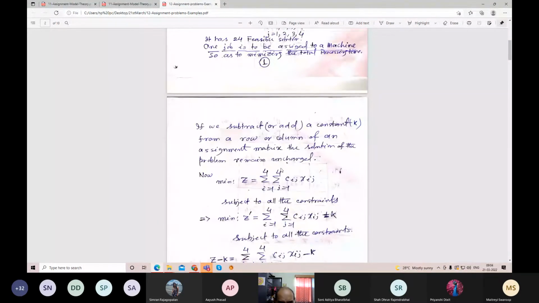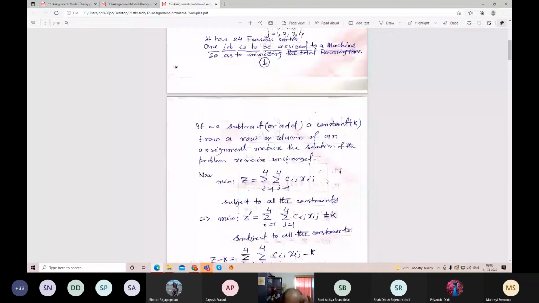The question is like this: if you subtract or add a constant K from a row or a column of the assignment matrix, the solution of the problem remains unchanged. However, the cost is either reduced or increased by that constant. Okay, so how can we prove it? We can prove it in this manner.